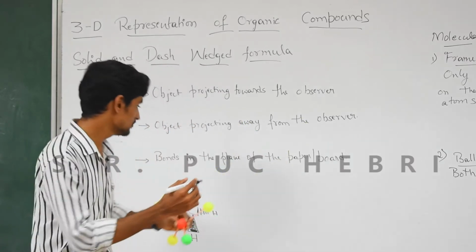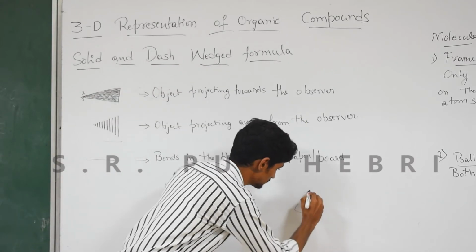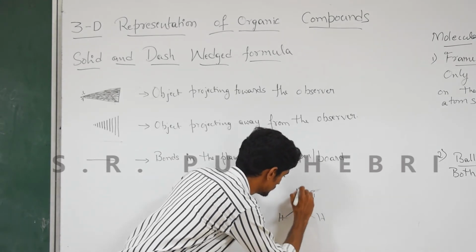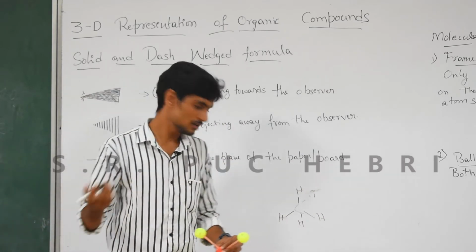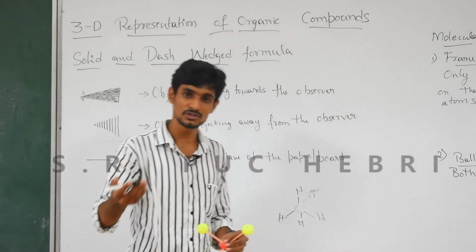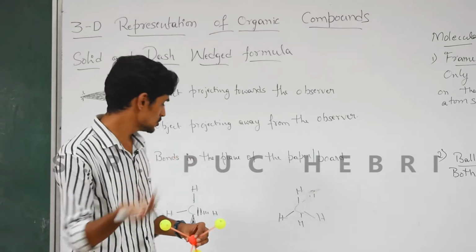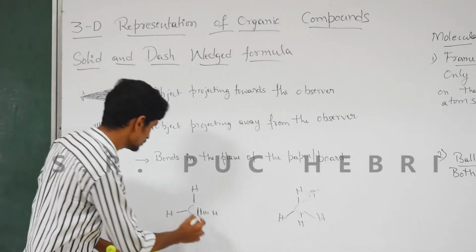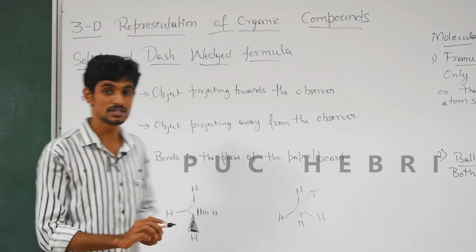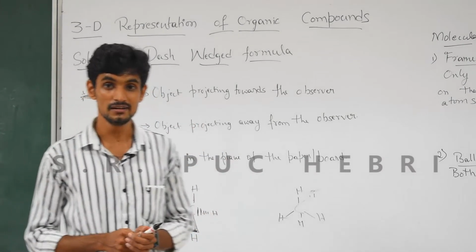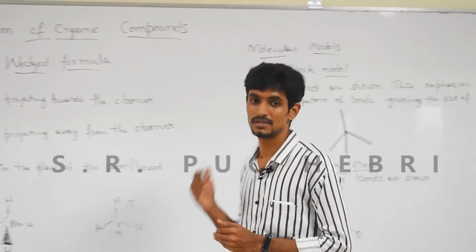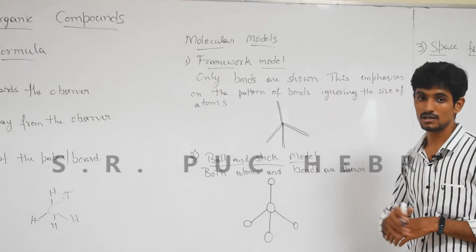So while writing, how will we write usually? Hydrogen, we will write like this. In this, anyone who sees it will not know which one is projecting towards you and which one is projecting away from you. So for that we use the solid and wedge formula for writing the 3-dimensional structure of organic compounds. Now there are still more methods or formulas to write organic compounds in 3 dimensions.